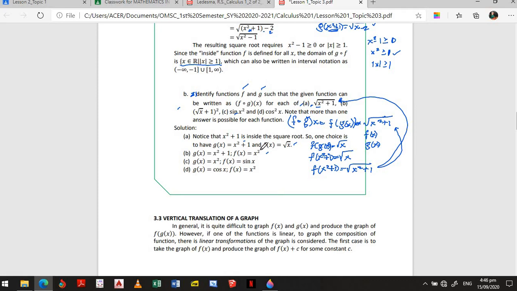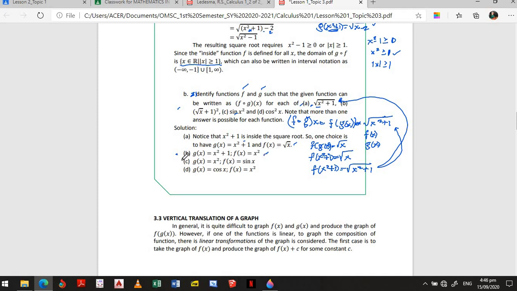But again, in our letter B, like I said, whatever is inside the parentheses or inside the square root is our g of x. Since there are many solutions here, one example or one solution would be g of x is what is inside the parentheses, that is x squared plus 1. What remains we replace with x, so x squared is what remains in our f of x.